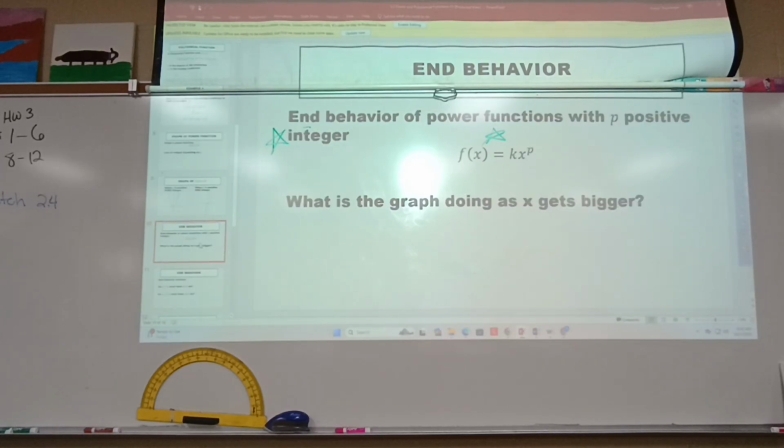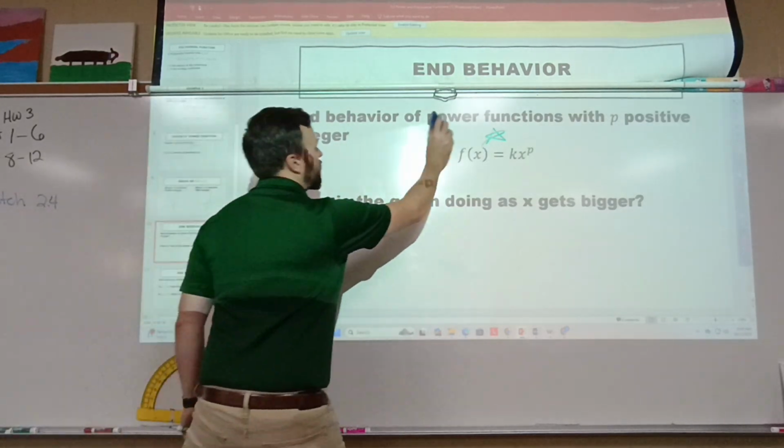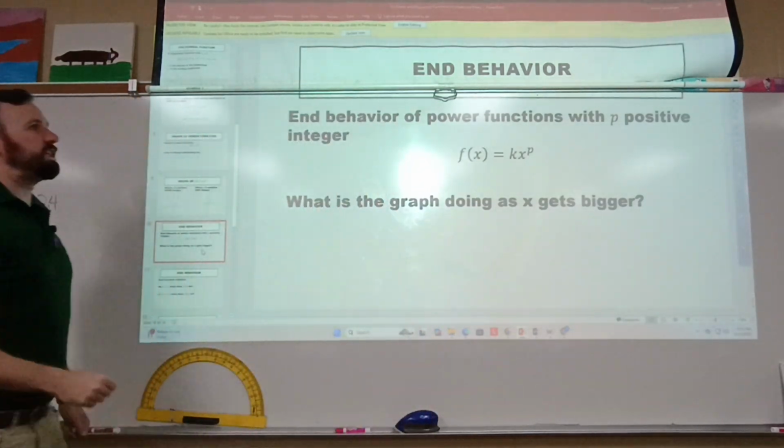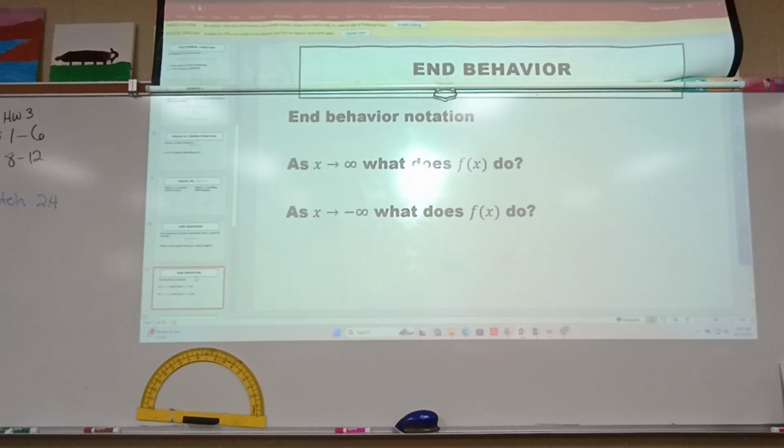So what that means is this. Your degree and leading coefficient give me the end behavior of a function. Okay? So your end behavior is how it acts at the ends. For power functions, it's going to have one of two options. It's either going to go to infinity or to negative infinity.